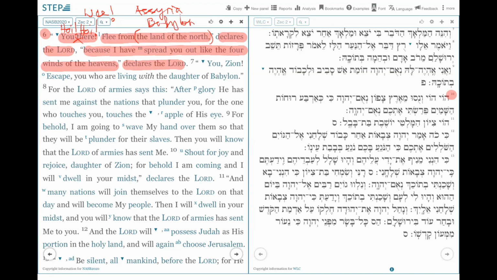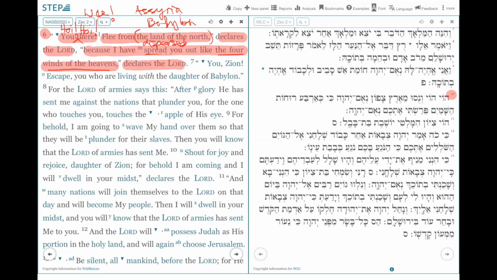And God says, I have spread you. Now, the idea of spread you, or to spread out, stretched out or dispersed. I think dispersed is a better word to use. I have dispersed you like the four winds of the earth, meaning Judah is all over the place, declares the Lord.